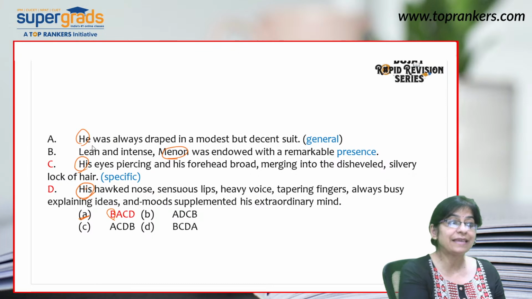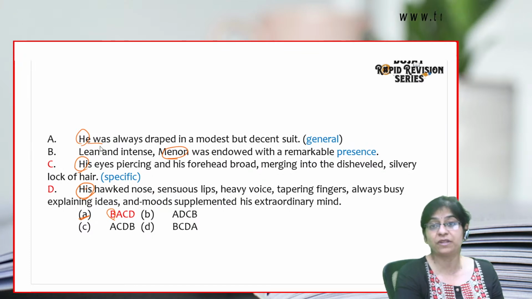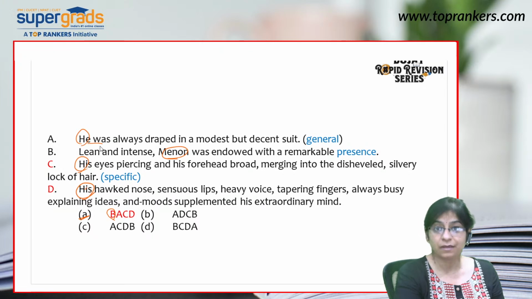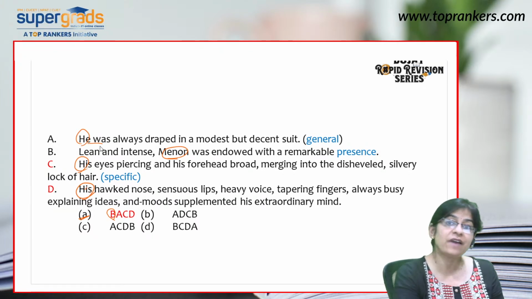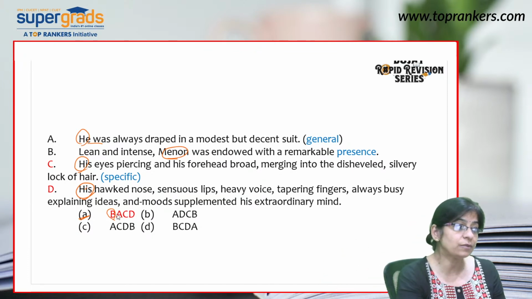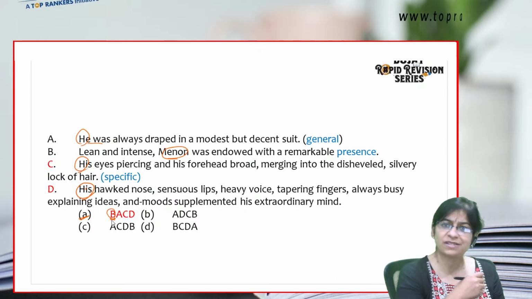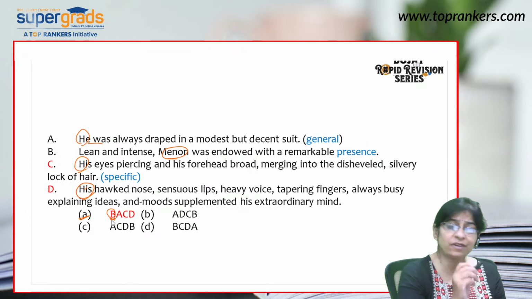You can say he was always draped in modest, decent clothes, and then you say that lean and intense Menon was endowed with a remarkable presence. Your paragraph has to begin with the proper noun, and then the pronouns follow. The only option that began with B in this case was A, so this is a good enough reason for you to choose A and mark it as your answer.